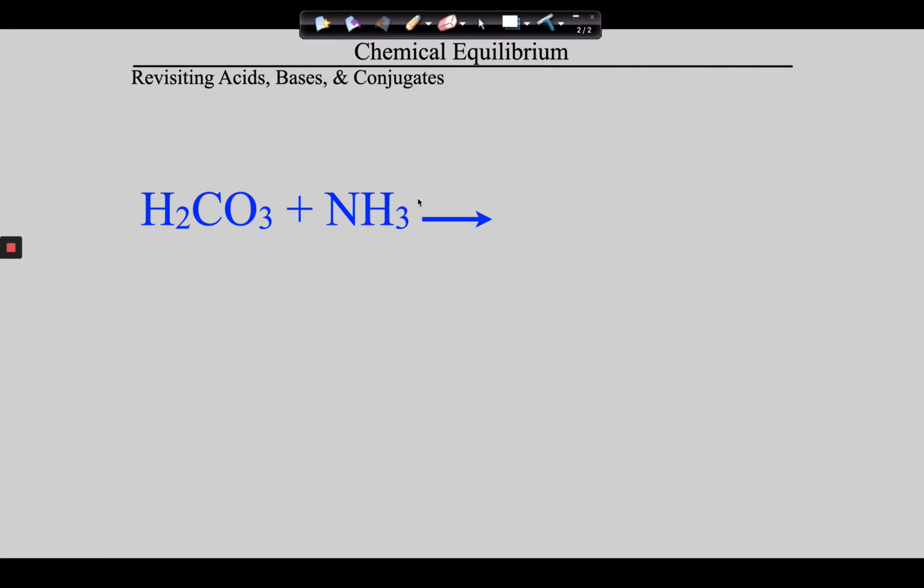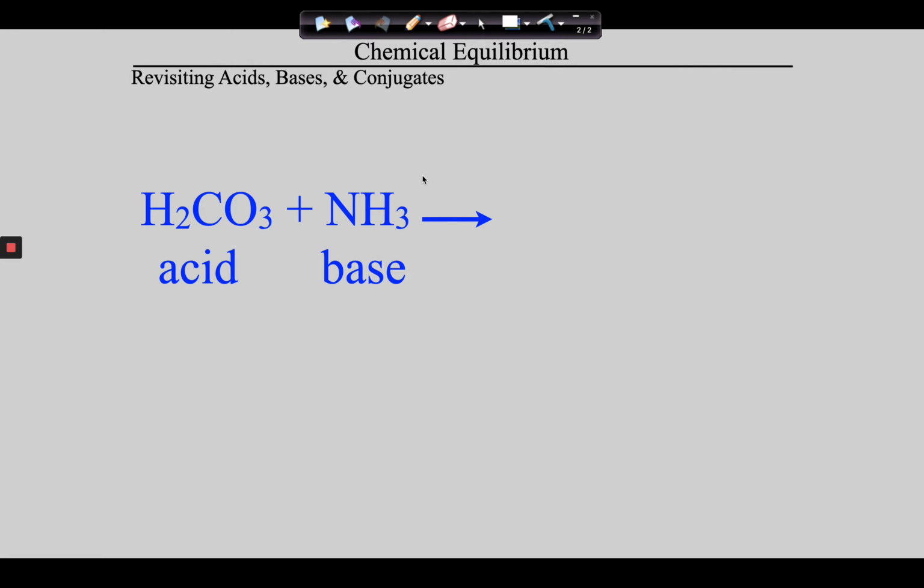So in the homework that you turned in previously, what we did is we gave you the products of this reaction and then had you identify which is the acid, which is the base, and which is the conjugate. Now we're going to do something a little bit different this time. Instead of that, we're going to tell you now that the acid is H2CO3 and the base is NH3. And with that information, you should be able then to predict the products and then figure out which is the conjugate acid and the conjugate base.